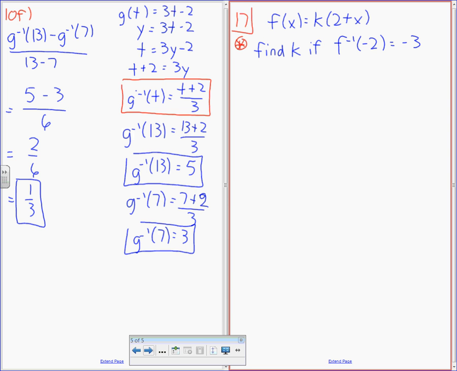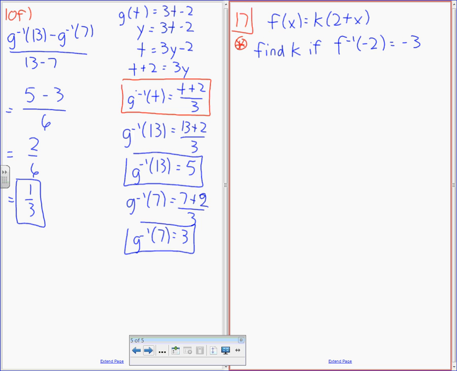Now this is where you really have to understand what inverses are all about. Okay, this is a challenging question. Once you understand what inverses are all about, you will totally get this. Raleigh, are you with me here? Please be with me here.